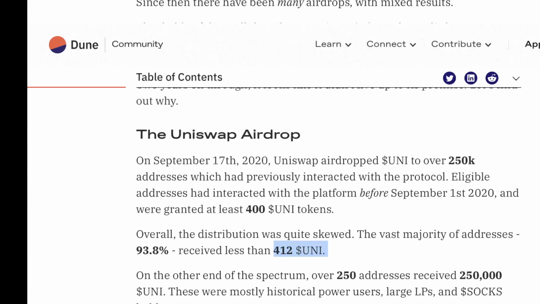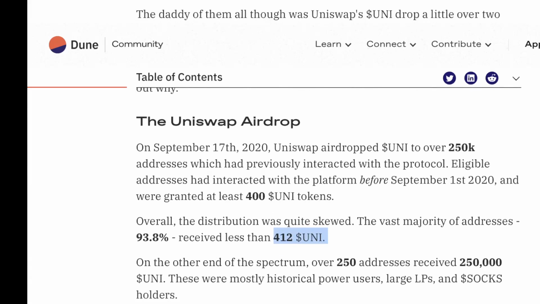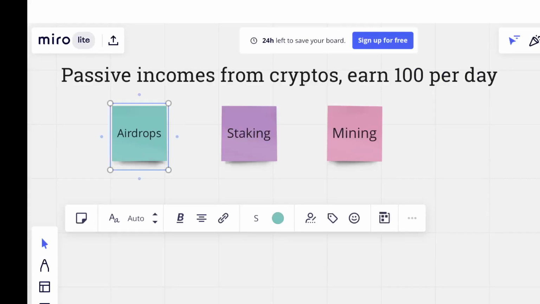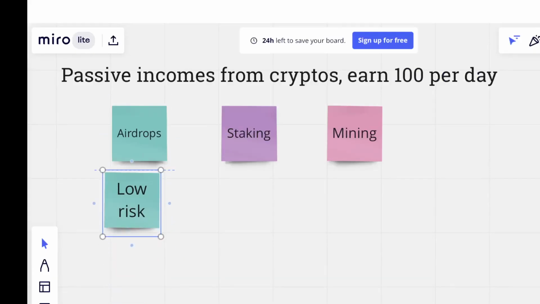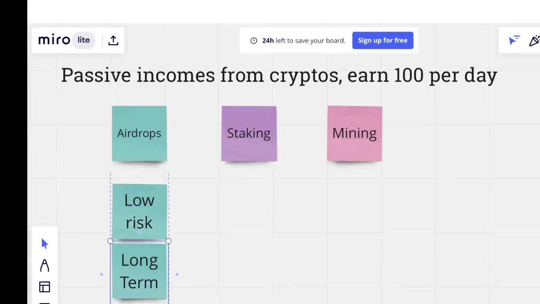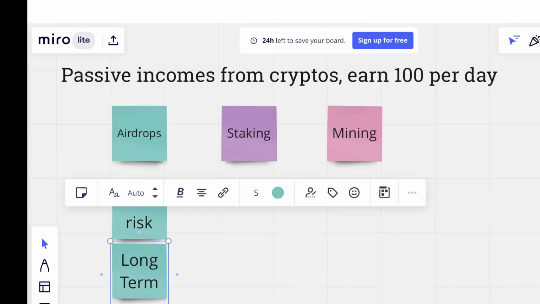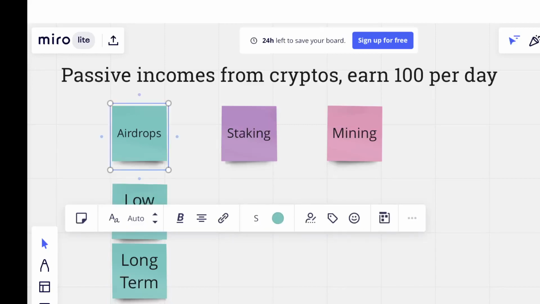Yeah. So guys, don't ignore the airdrops. You do need to do something, right? But it's very low risk. And if you do this for the long term, you can get a good return. So airdrops are definitely a good way for beginners to earn passive income.